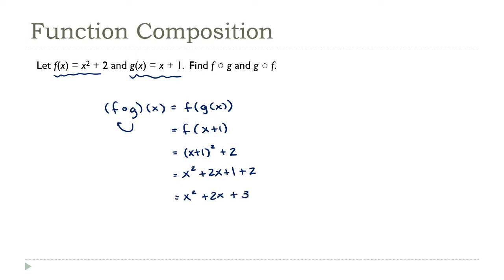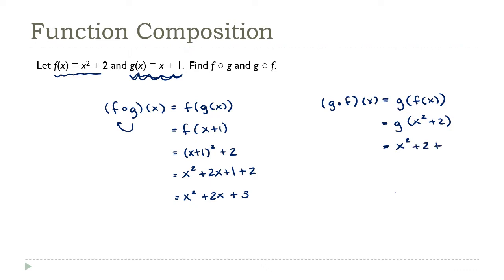Now let's try the other one. As a matter of fact, we want g of f of x. You can go ahead and pause this if you like. Try working that one out on your own, see what you come up with, then come back and watch how I do it. All right, so first I'm just going to use my definition. This is g of f of x. And f of x, that's x squared plus 2. Now if I go to the g of x function and replace that x with x squared plus 2, I get x squared plus 2 plus 1, which is x squared plus 3.